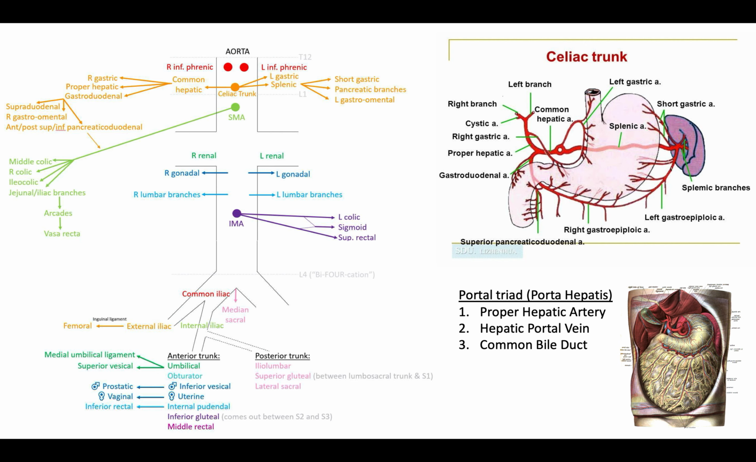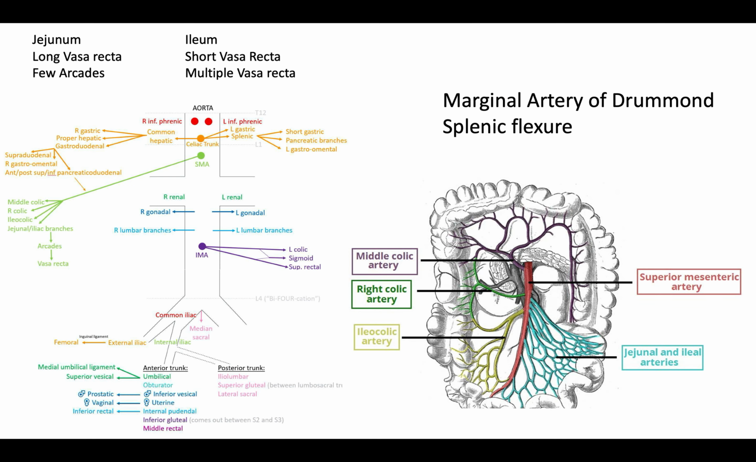And the portal triad, which is a very high yield topic in my opinion, is the proper hepatic artery, your hepatic portal vein, and your common bile duct. Because remember that the cystic duct and the hepatic duct come together to form the common bile duct. And those are what make up your portal triad. All right, so one down, two to go.